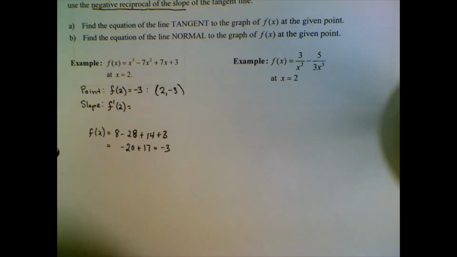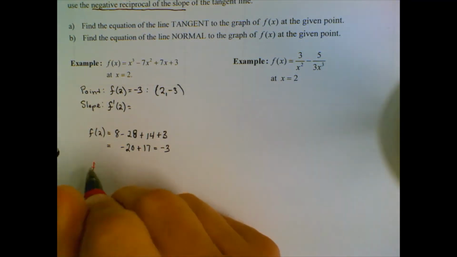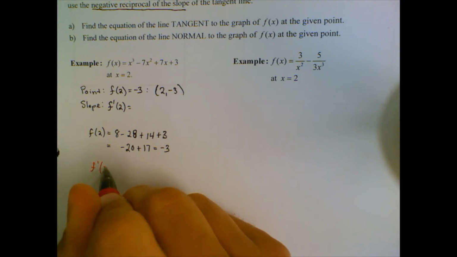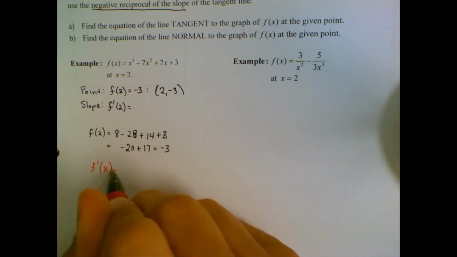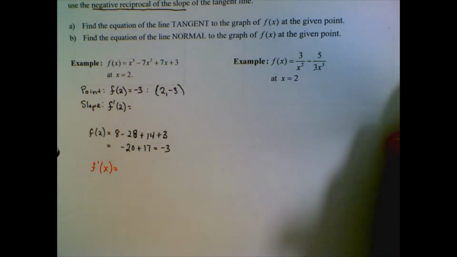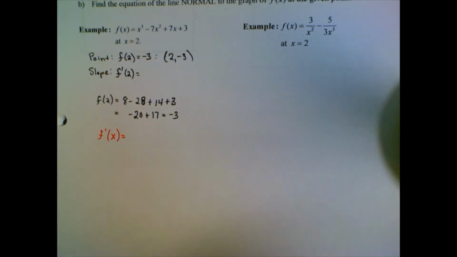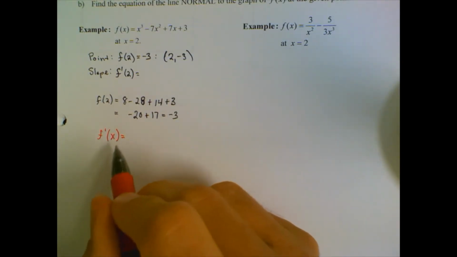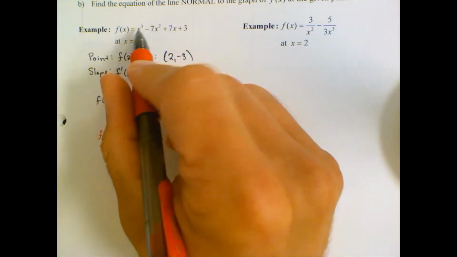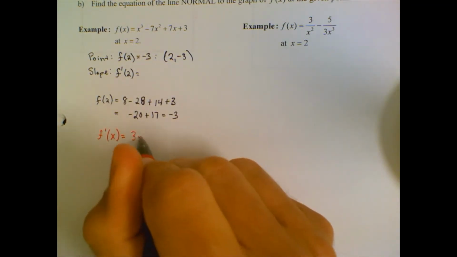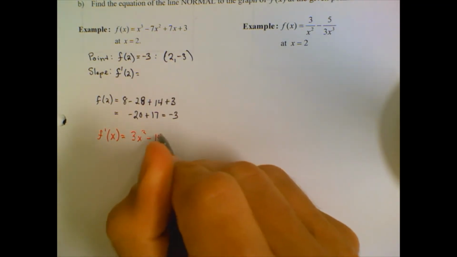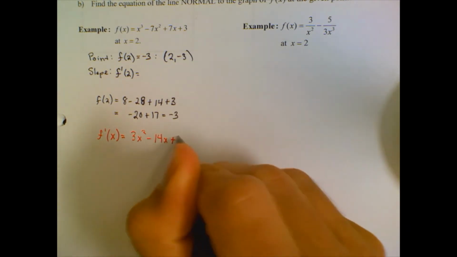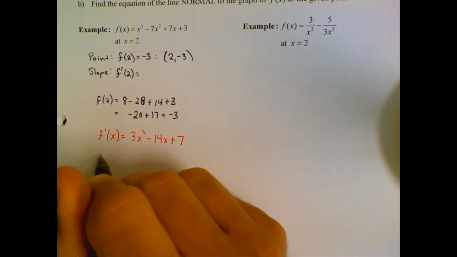So that's your point. The next thing we'll do, in a different color, is find f prime. I can't find f prime of 2 right now. If I need to show work, then I need to go ahead and find the derivative based on x instead of based on 2. So based on x, it's 3x squared minus 14x plus 7. And that's the derivative.